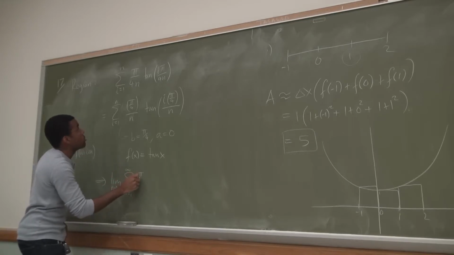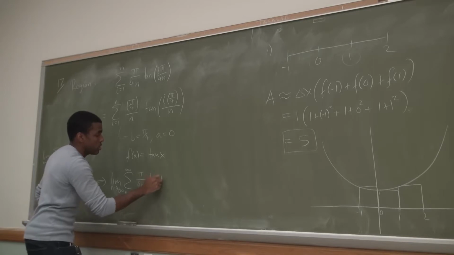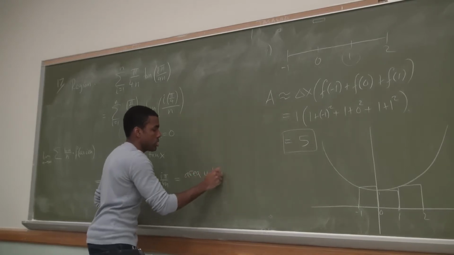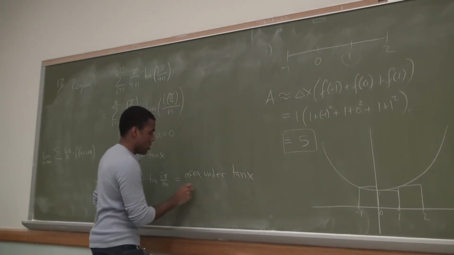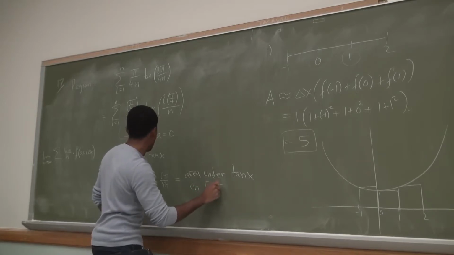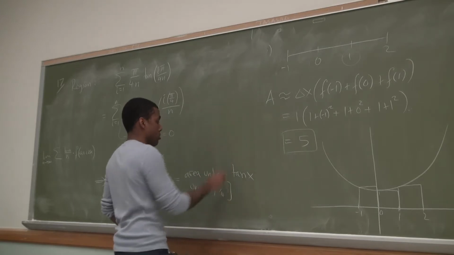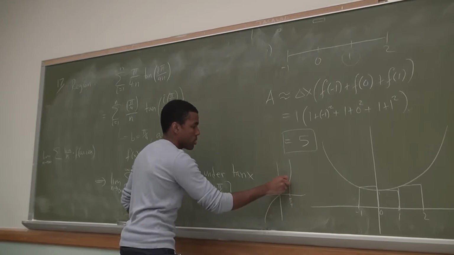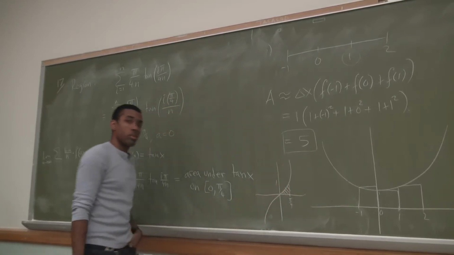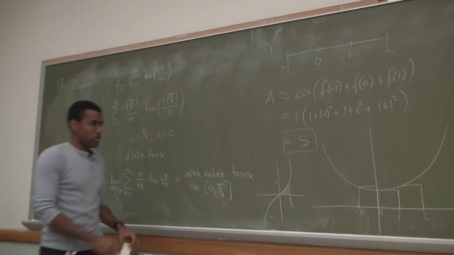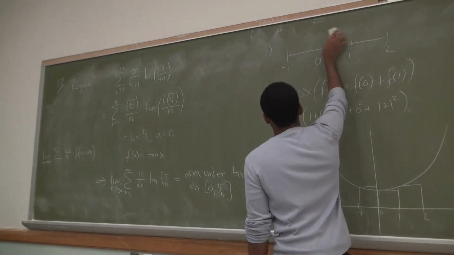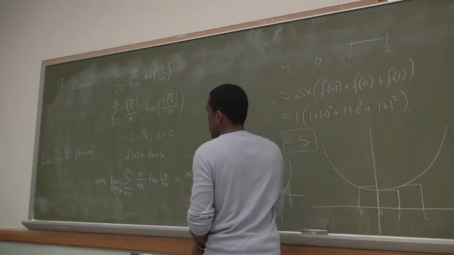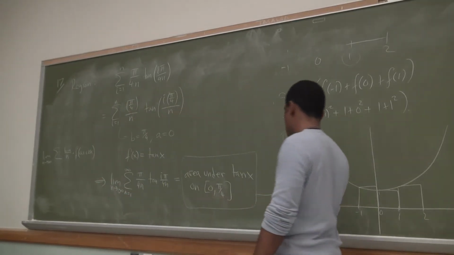So this limit as n goes to infinity of pi over 4n times tangent of i pi over 4n equals the area under tan x on 0 to pi over 4. So that was your region. If you draw tangent x between 0 to pi over 4, that's the area we're finding. Yeah, but that was algebraic manipulation. This is the answer. Oh, okay. It says identify the region. This is the region. This part under tangent.